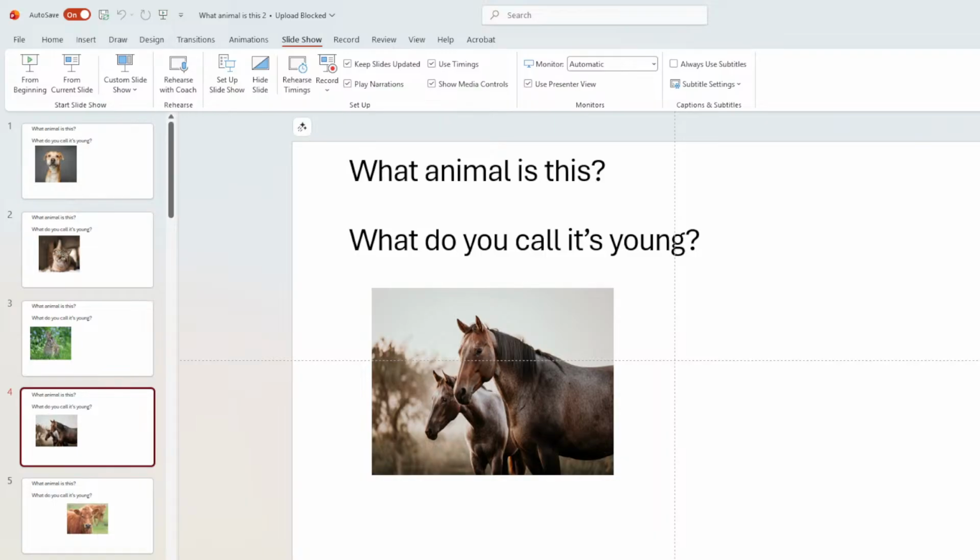Do you think you know the answer? Young one of a horse? Well, in general, the young one of a horse is known as a foal. Foal, like call, foal.